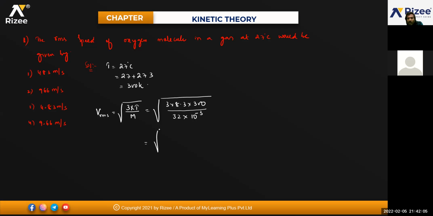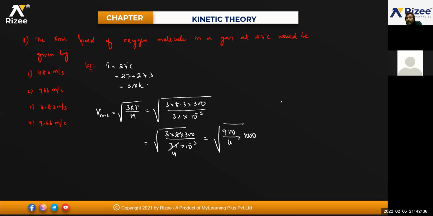So approximately I can take R as 8, beta. So it is under root of 3 into 8 into 300 divided by 32 into 10 to the power of minus 3. 8 4s are 32. So this will be 3 into 3, which is 9. So it is 900 divided by 4 into 10 to the power of minus 3, which will become 1000.